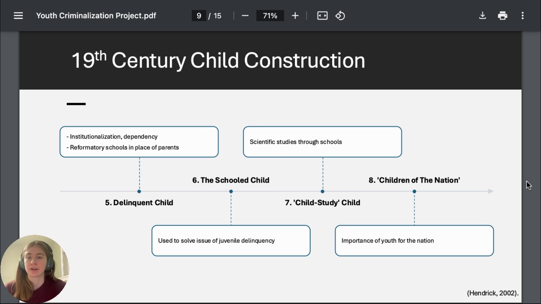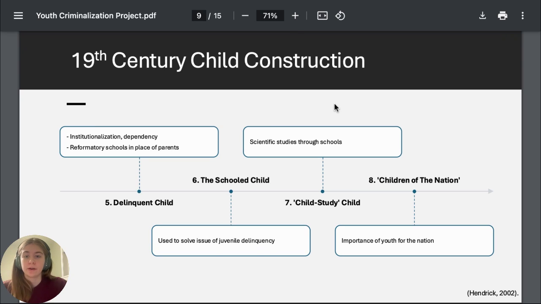Looking at a couple more perceptions of children, we have the delinquent child, around the mid 19th century, with a lot of focus around institutionalization and dependency, and reformatory schools were viewed to be in place of parental roles, with stricter rules on children. The school child was the next category to emerge, which essentially introduced mandatory schooling systems for children. These involved elements of punishment and institutionalization by separating youth from others, as well as seeing wage earning children as a negative now, which before was the norm.